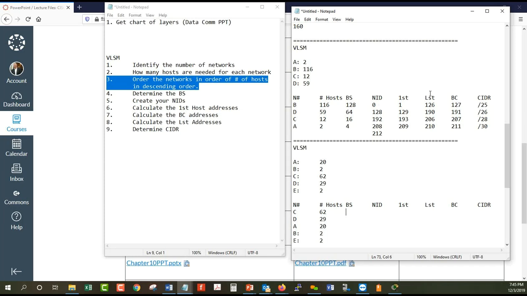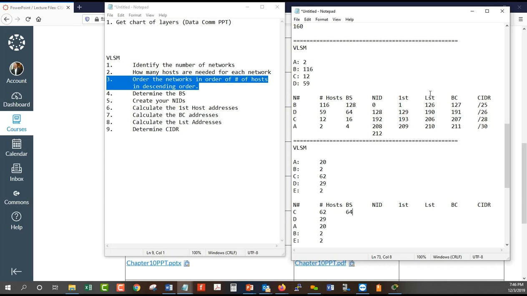Okay, now we need to determine the block size, the maximum block size needed for each one of these. We don't want it too big. We want it just big enough to hold the number of hosts. So in the case of 62, what is the block size that is going to be needed? It's going to be 64. And one of the things we want to keep in mind is that taking the block size, 64, minus 2 is going to give me 62 host addresses, which is exactly what I need for C. So this will fit C network perfectly.